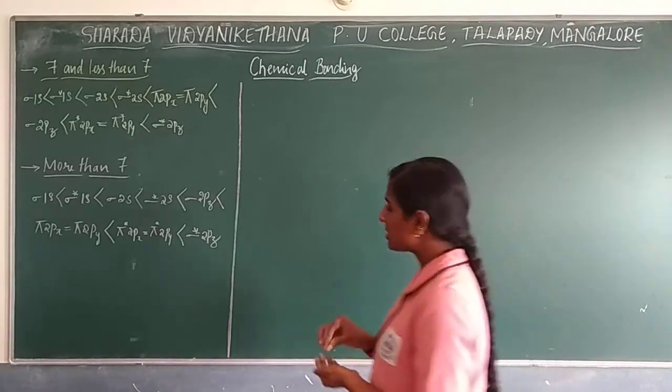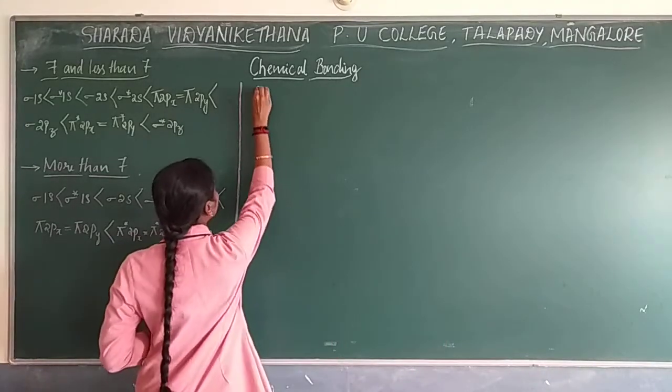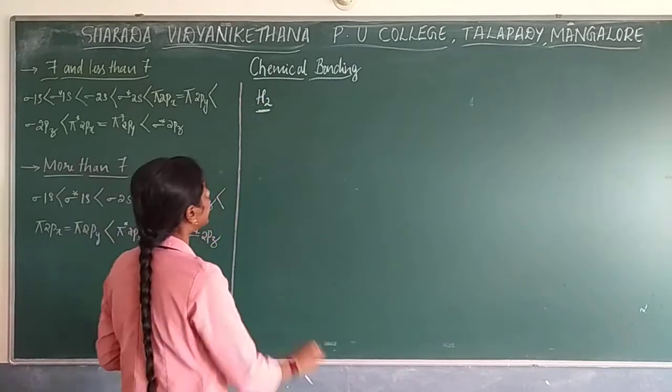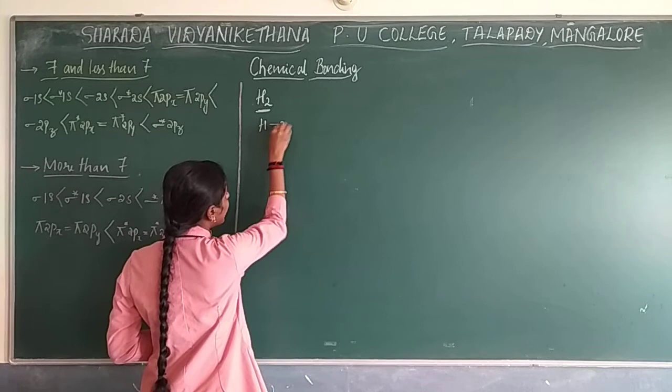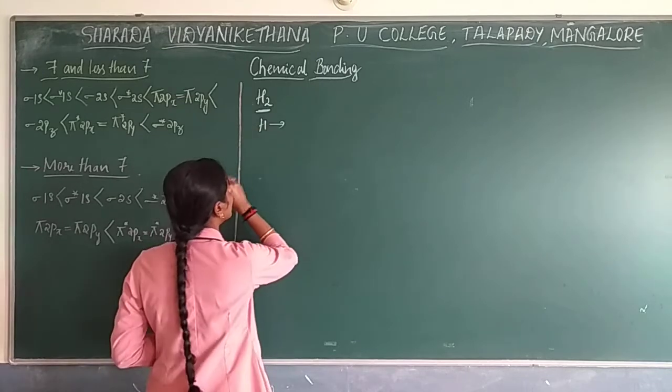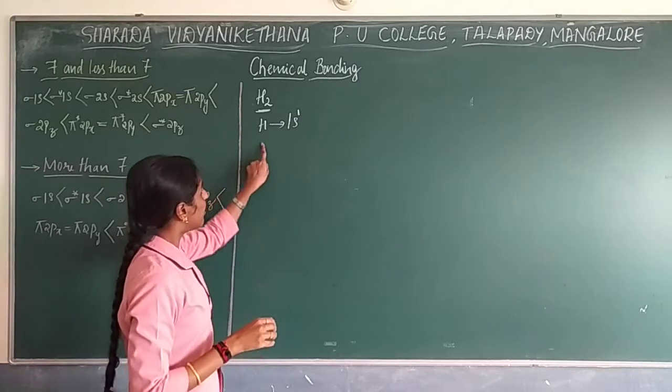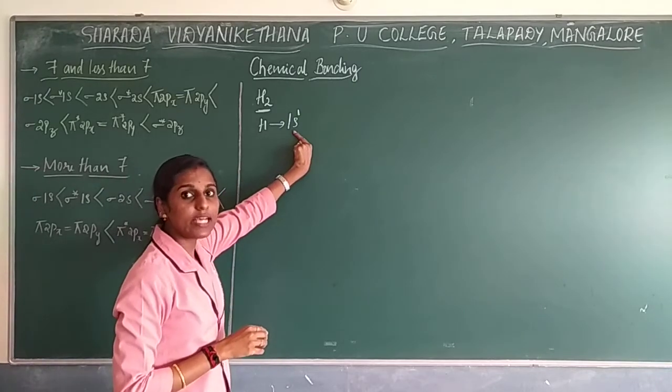First we will go with a simple example, the hydrogen molecule. If I take one of the hydrogen atoms, what will be its electronic configuration? That goes as 1s1, right? So hydrogen has the electronic configuration 1s1.